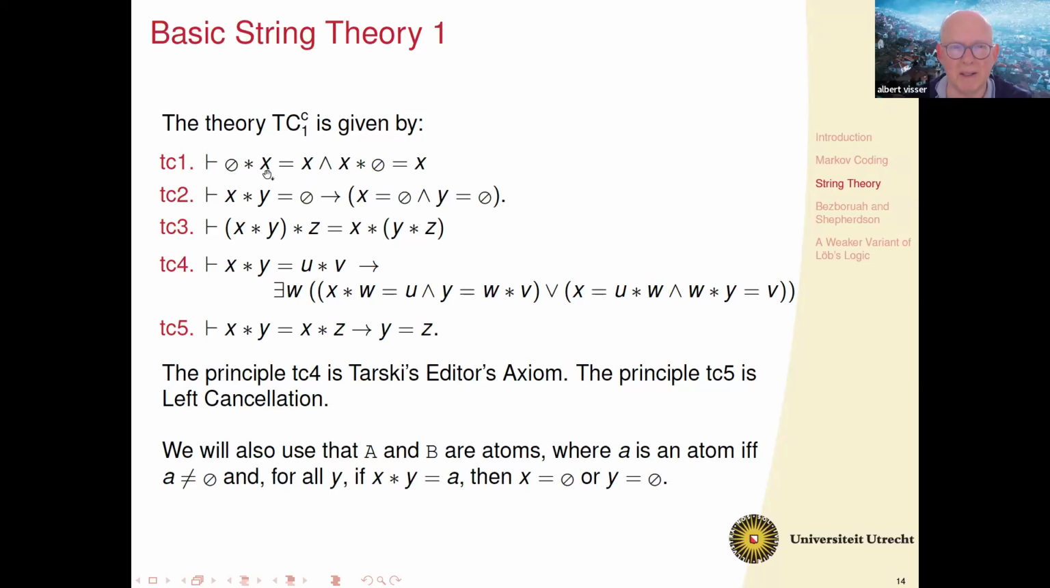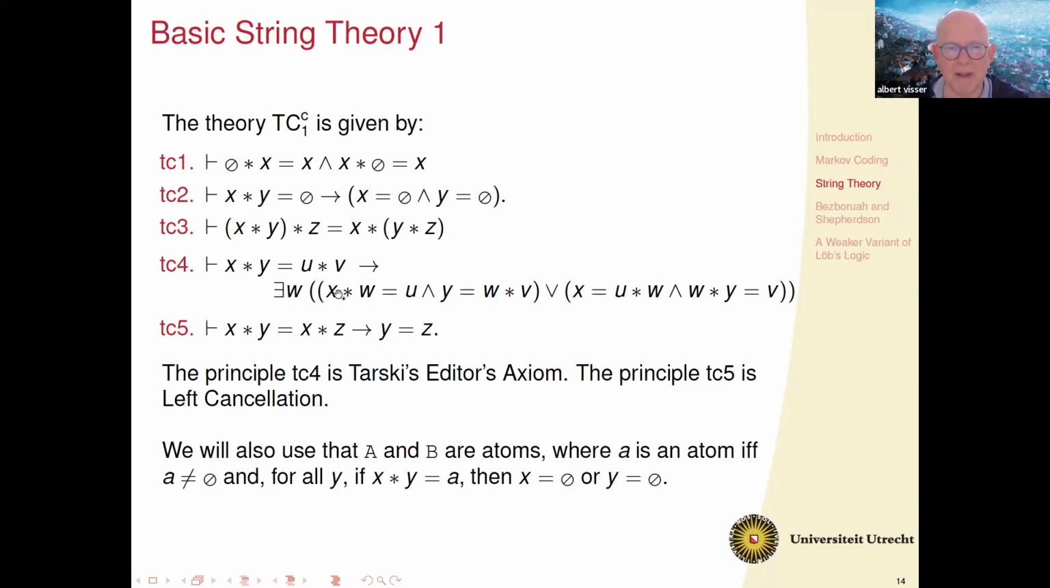So this has the obvious properties, right? The empty string functions as a unit, or as a zero element, you could also say. If the product of things is the empty string, then in fact both of them are the empty string. We have associativity, and this is the really important thing. So that's the editor's axiom. That says that if two strings are the same, then the whole thing can be split in three.